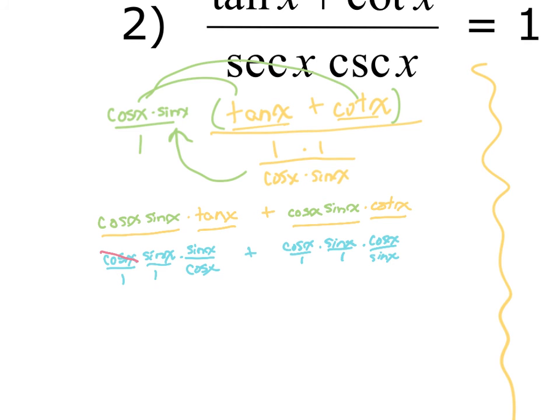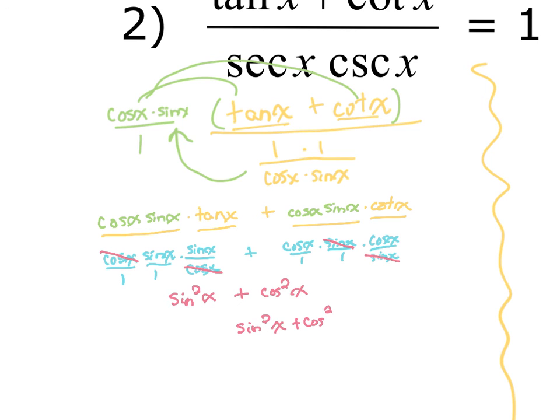So we have a cosine x in numerator and denominator. That divides out, and we are left with sine squared x. And we get plus, over here, if you notice, we have a sine x here and a sine x here that divide out, and we are left with cosine squared x. So that sure looks like some identities. So that's our first and most important Pythagorean identity.